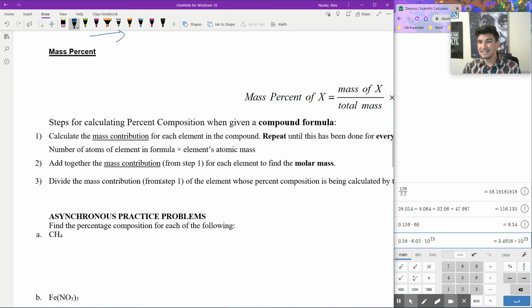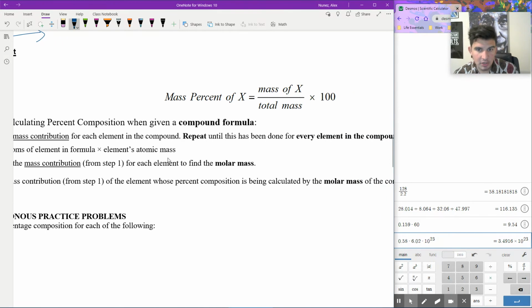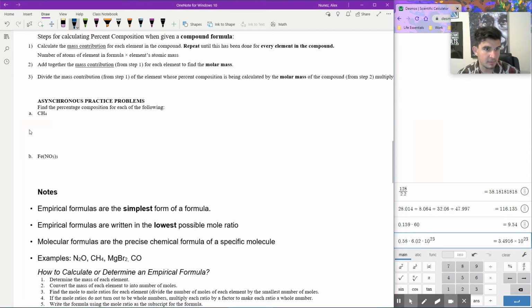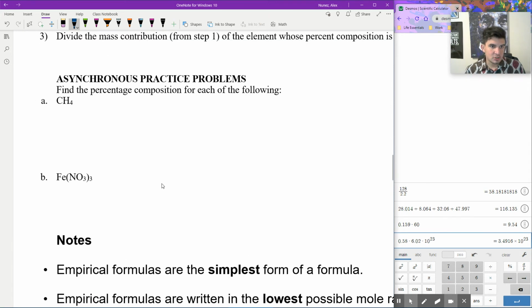This is telling us, if I have a compound and I want to know the percent of just one of the elements in it, how could I figure it out? Well, we're going to be using our molar masses, just like we already learned. I'm going to take the mass of that one element divided by the total mass, and then multiply it by 100 to turn it into a percent. Simple example. Let's take a look at CH4.